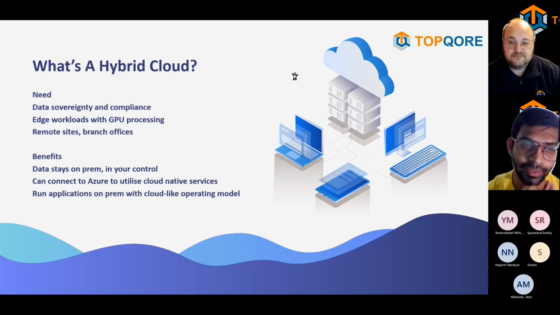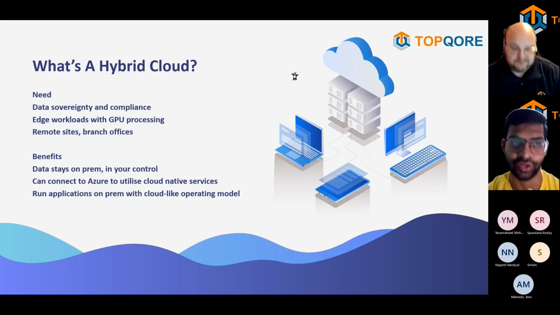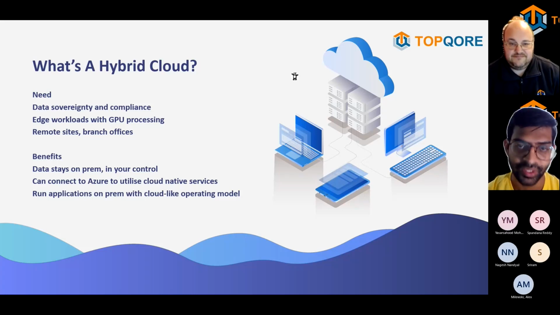You can also run applications on-prem with a cloud-like operating model. When I say cloud-like operating model, whenever I talk about Azure Stack HCI or hybrid clouds, I always say that cloud is not a place anymore. It is not a place. It is a concept. It is an operating model, right? We're all very familiar with the Azure portal. We love the way it looks. We love the way it operates. We love that it is user friendly, right?